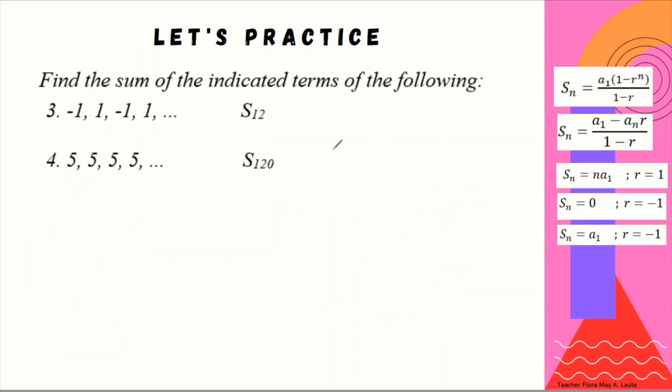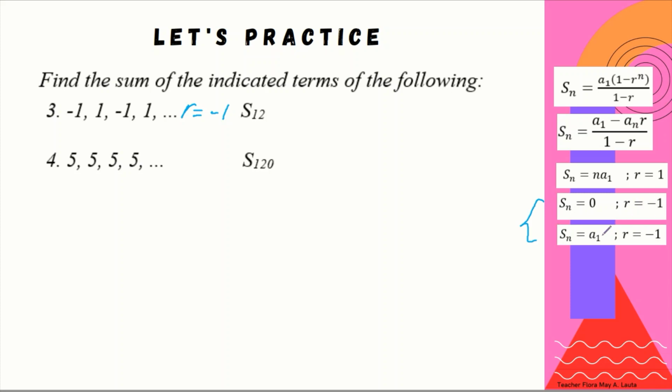Okay, another practice exercise. Find the sum of the indicated terms of the following. So again, number 3: negative 1, 1, negative 1, 1. And then we're going to find the sum of the first 12 terms. So negative 1, 1, negative 1, and 1. We know that this is geometric and our common ratio is negative 1. So negative 1 times negative 1 is 1, times again negative 1. That's it. Okay, so let's go to this formula here.